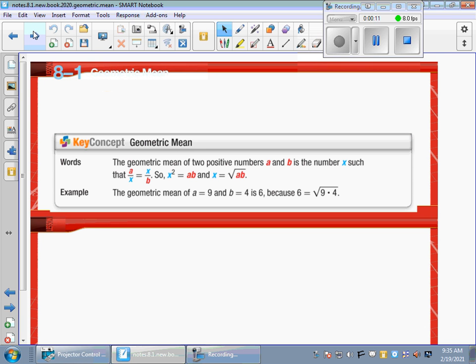And what the geometric mean is, it's setting up a proportion here. So hopefully you can see here they have a over x equals x over b, which gives you a squared. So if they want you to find the geometric mean between 9 and 4, you can go 9 over x equals x over 4, as you can see in the example.